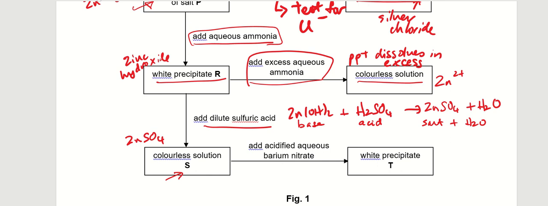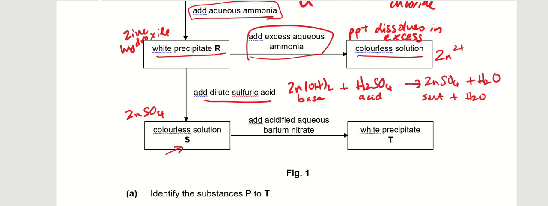Okay, now that is also true because now you can see that I'm adding acidified barium nitrate, which you would remember is a test for the sulfate ion. Okay, and how do I know that the sulfate ion is present? When I get a white precipitate T. Now this white precipitate would be insoluble barium sulfate, because remember, all sulfates are soluble except calcium sulfate, lead sulfate, and barium sulfate. Okay, so we have managed to actually identify all my unknowns.